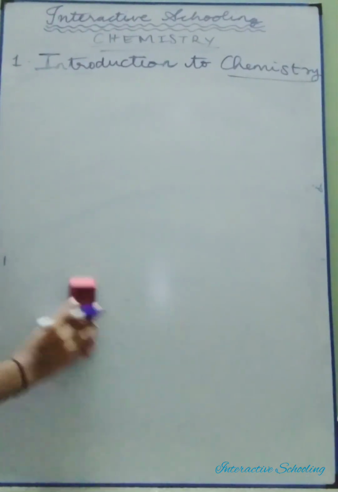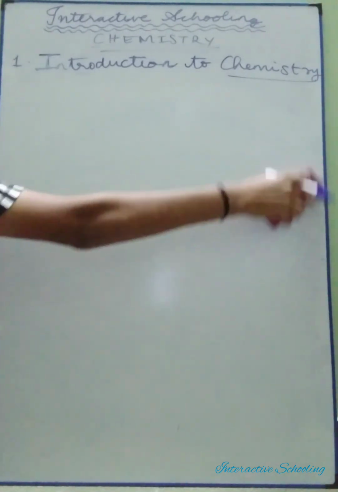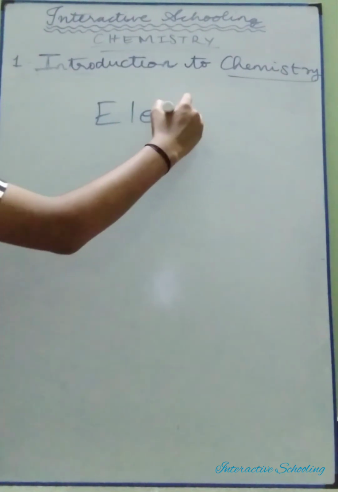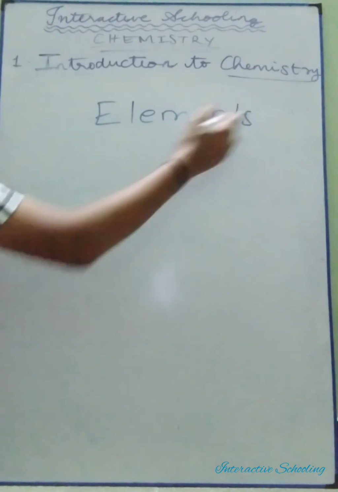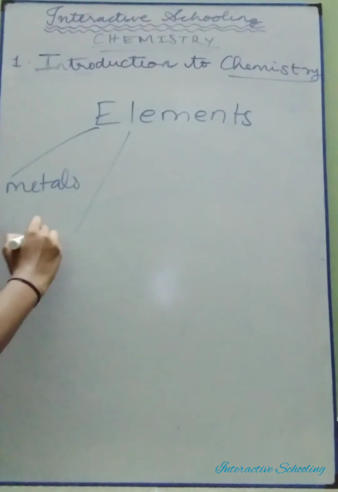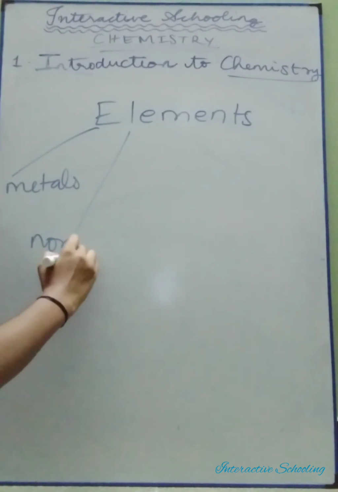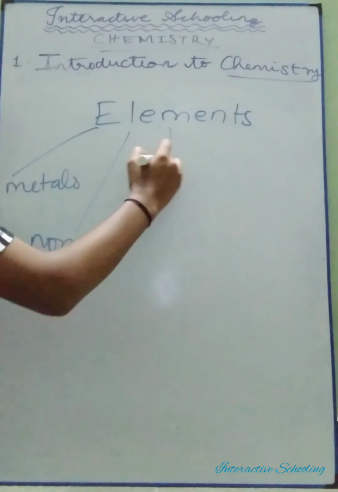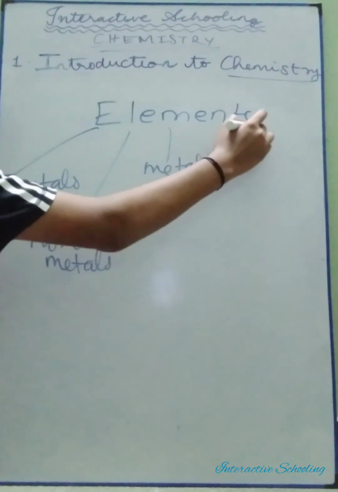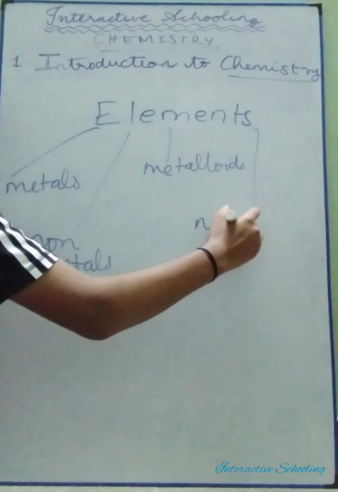There are many methods for separating it. All of that we'll learn in another video. So the last division: elements. Elements are further divided into metals, non-metals, metalloids, and noble gases.